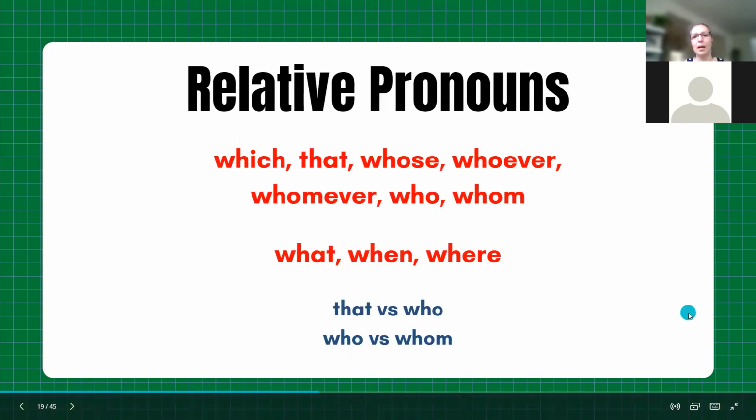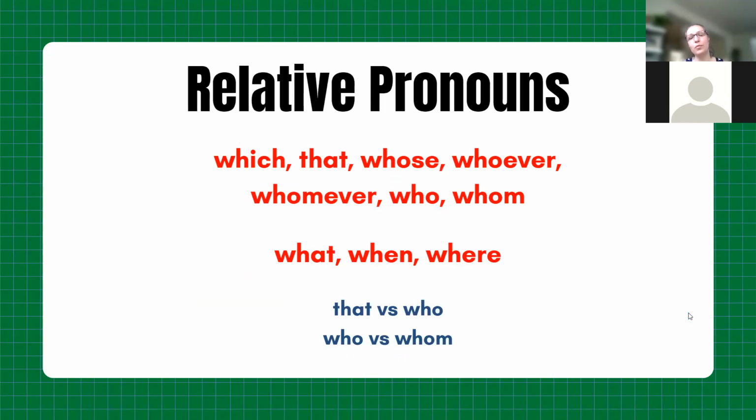Okay. A little bit more on pronouns. We've got relative pronouns, and those are the ones that form questions or start a clause. So we can say, what book are you reading? In that case, it's an interrogative, but it's a relative pronoun that forms the interrogative or the question. What book are you reading right now?